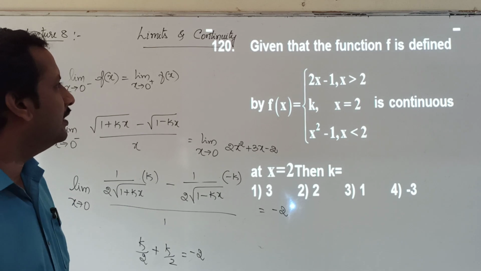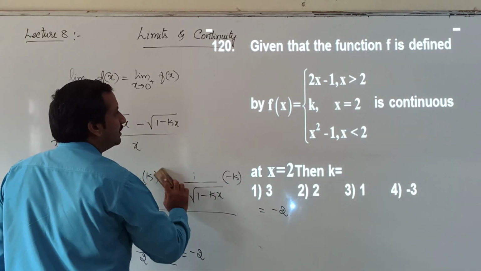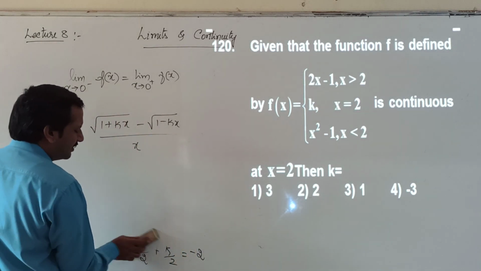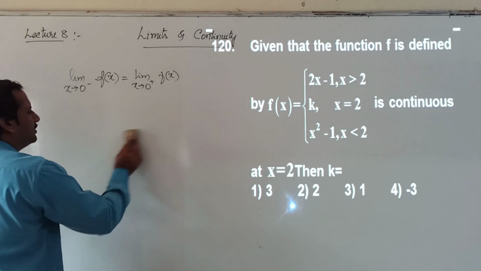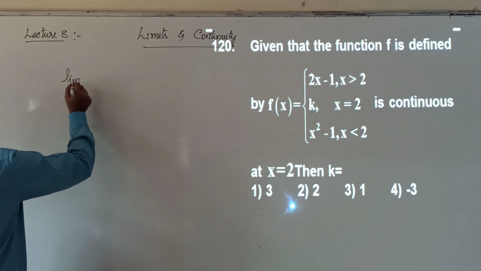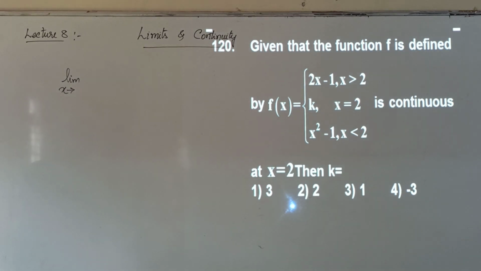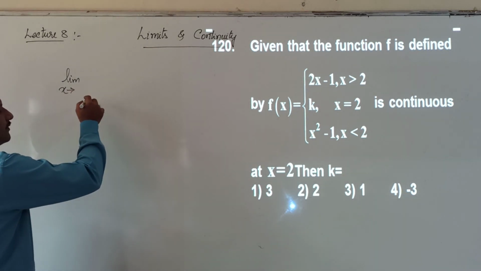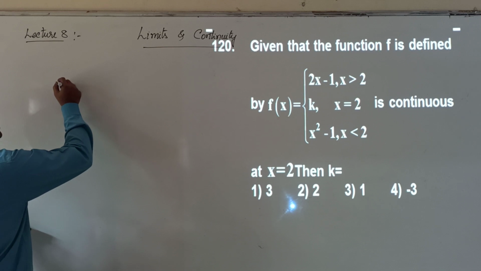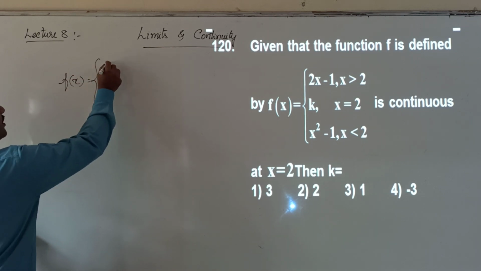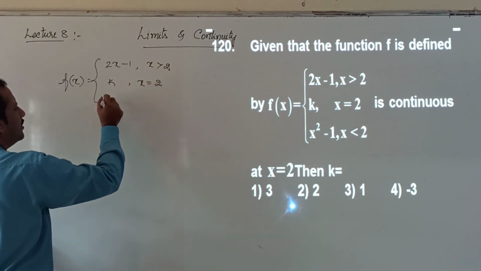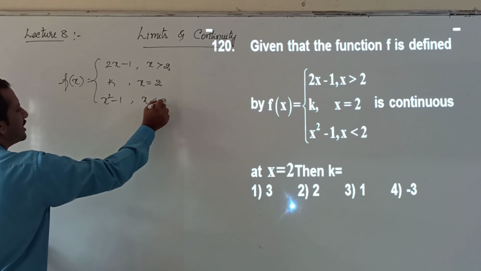Then 120. Given that the function is continuous at x equal to 2, then k is equal to. The function is continuous at x equal to 2, then what is k? So, continuous at x equal to 2. I can say left hand limit is equal to right hand limit is equal to the functional value. Say f of x is equal to 2x minus 1 when x is greater than 2, k when x equal to 2, and x square minus 1 when x is less than 2.